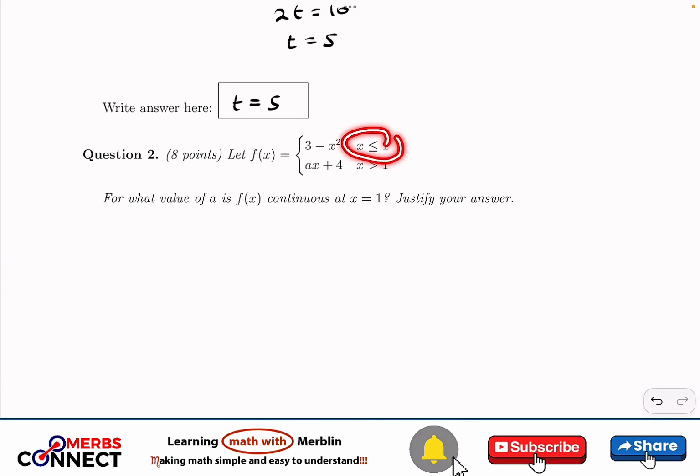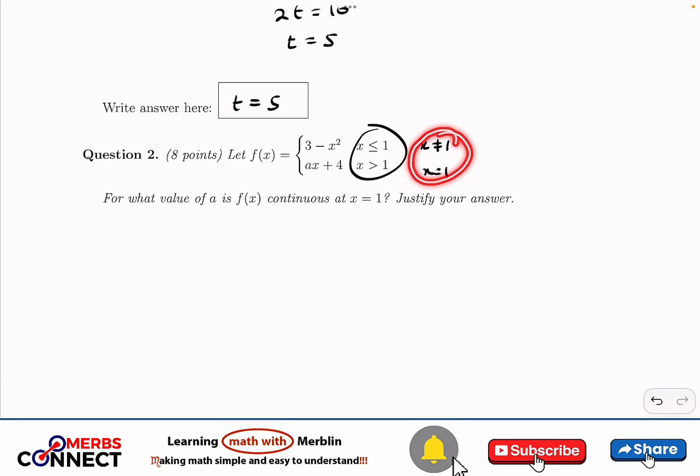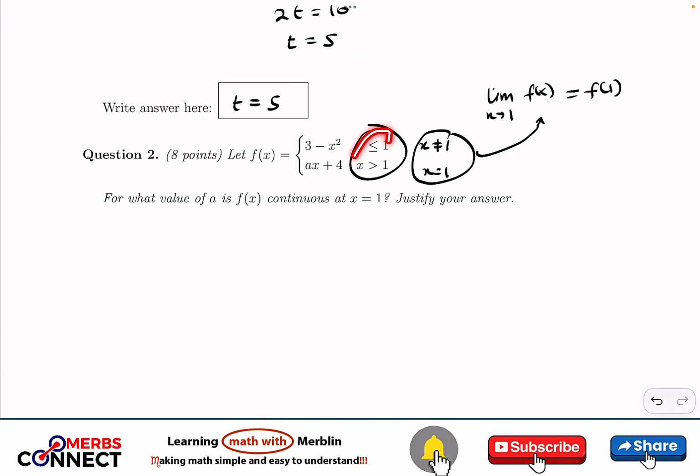Since this one is using less than or equal to, we are going to use the limit from the left and the limit from the right. Pay attention: anytime you have something like this, we use the limit from the left and then the right. Let's assume this one was something like x is not equal to 1 and x is equal to 1. If you have something like that, you don't use the limit from the left and from the right. You are going to use the other property, the limit as x approaches 1 of f of x should be equal to this. Anytime you see something like this, you go by this, but anytime you see something like that, you go by that. So this one, go by this.